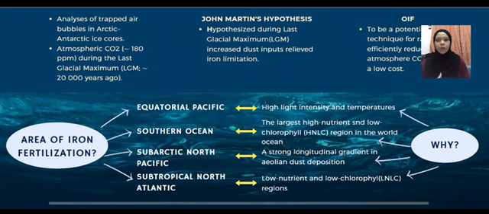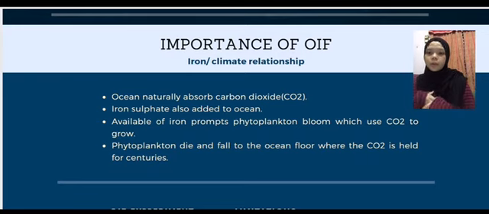For the Southern Ocean, it is the largest high nutrient and low chlorophyll, or HNLC, region in the world ocean. For the Subarctic North Pacific, it has a strong longitudinal gradient in aeolian dust deposition. Last but not least, the Subtropical North Atlantic has low nutrient and low chlorophyll, or LNLC, regions.